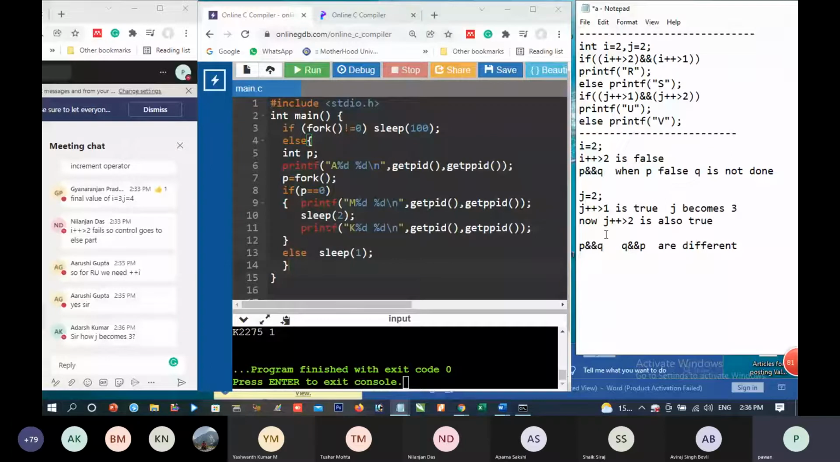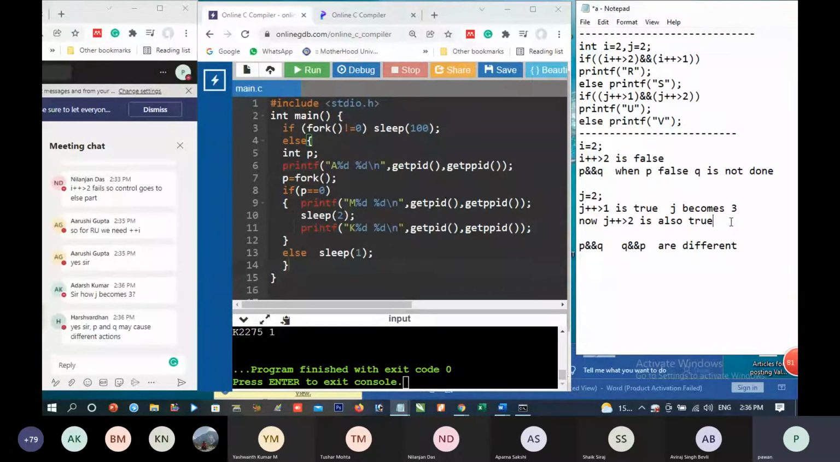Because J plus plus means J is taken as 2. J plus plus will make it 3. Now J plus plus is also true, and J becomes 4. Is this correct? Agree?